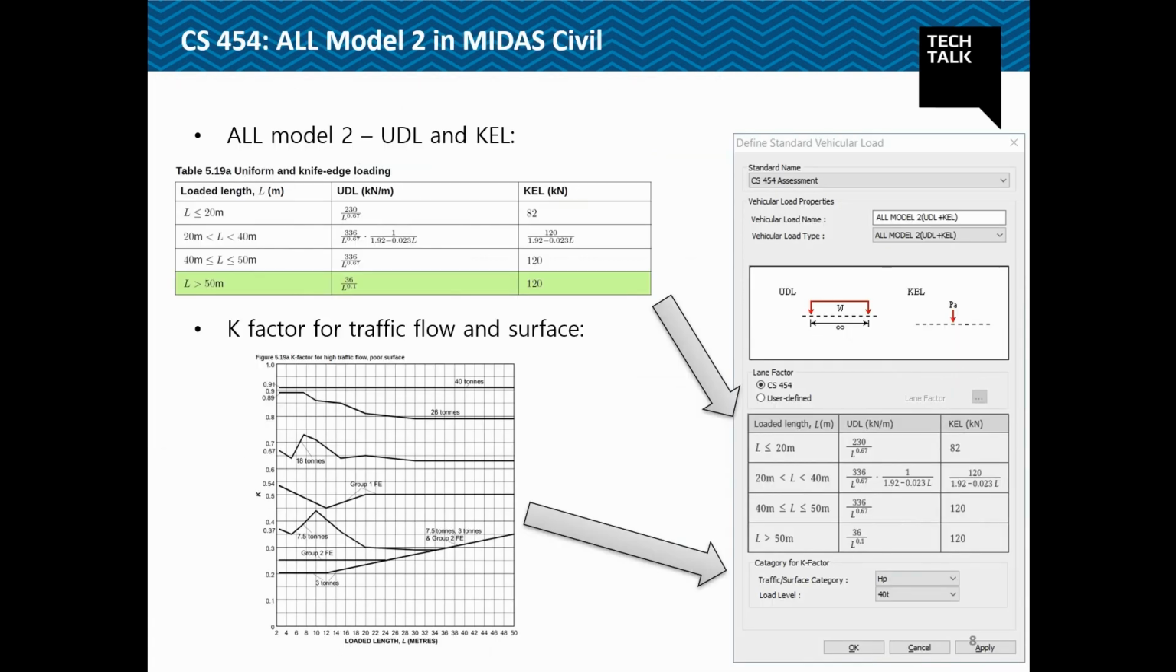So the AOL Model 2, that is the UDL and knife edge load. We're bringing into the software a standard vehicle available directly to select with the definition as per the new code, so that this can be used for current or future assessment projects. That vehicle brings the intensity loads as per the new code, and it brings in the option to specify the traffic flow and the surface categories in order for the software to correctly apply the K factors in the analysis.